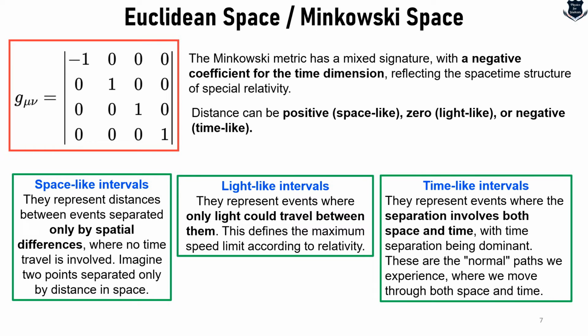And what is time-like? Time-like involves that where the separation involves both space and time. That means whatever we are seeing in the daily world, that is the distance, etc. These are normal paths we experience, which include both space and time. So that means the Minkowski metric can be negative, can be positive, and can be 0. If it is positive, that means the distances are spatial. If it is 0, that means it is light-like. That means you have to travel at the speed of light. And if it is negative, that means it will include time as well as distance, whatever we are seeing.